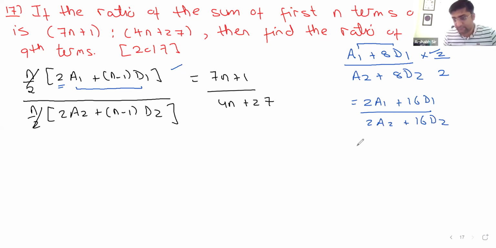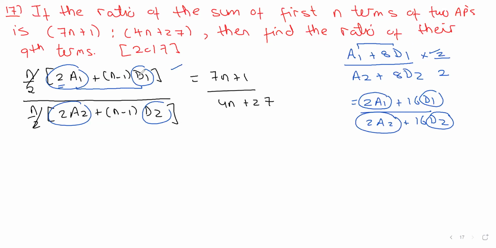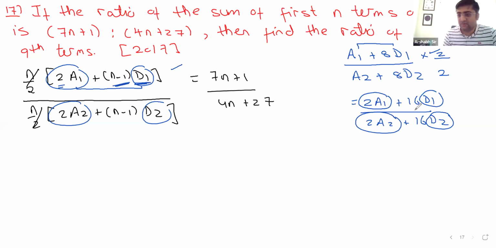Till here any doubt? अब देखो यहां भी 2a1, यहां भी 2a1, यहां भी 2a2, यहां भी 2a2, यहां भी d1, यहां भी d1, यहां भी d2, यहां भी d2. So do you agree these two expressions are the same? Yes, sir. So that means जो यहाँ पे d1 के साथ नंबर है वही d1 के साथ यहाँ नंबर होगा. So n minus 1 is 16. So n is equal to 17.